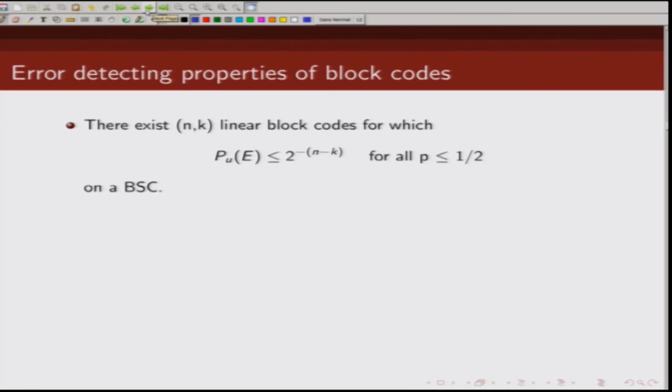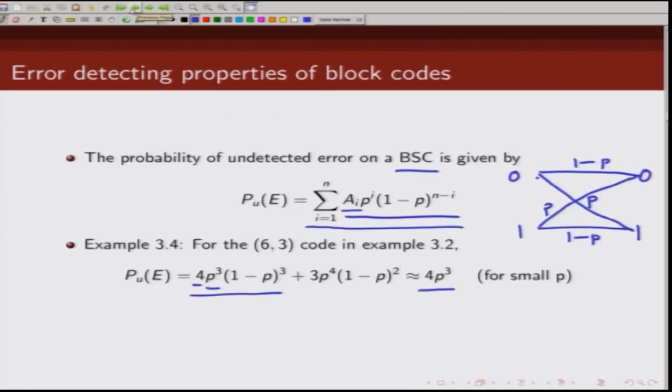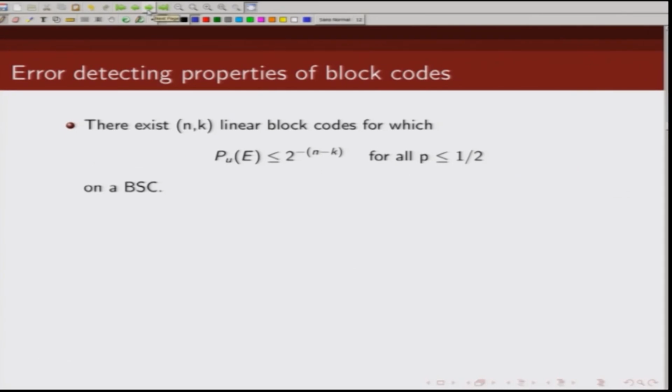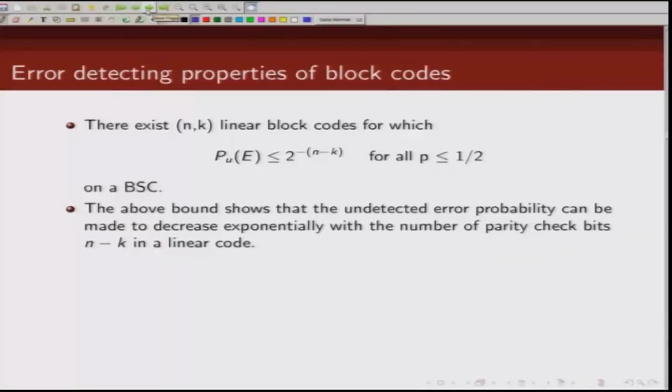So, you can see that in this particular example, the undetected error probability varies as p raised to power 3, which is the same as n minus k. In general, we can show that undetected error probability depends on how many parity bits we have. The more parity bits, the lower the undetected error probability. So, we can make the undetected error probability small by increasing the number of parity bits.